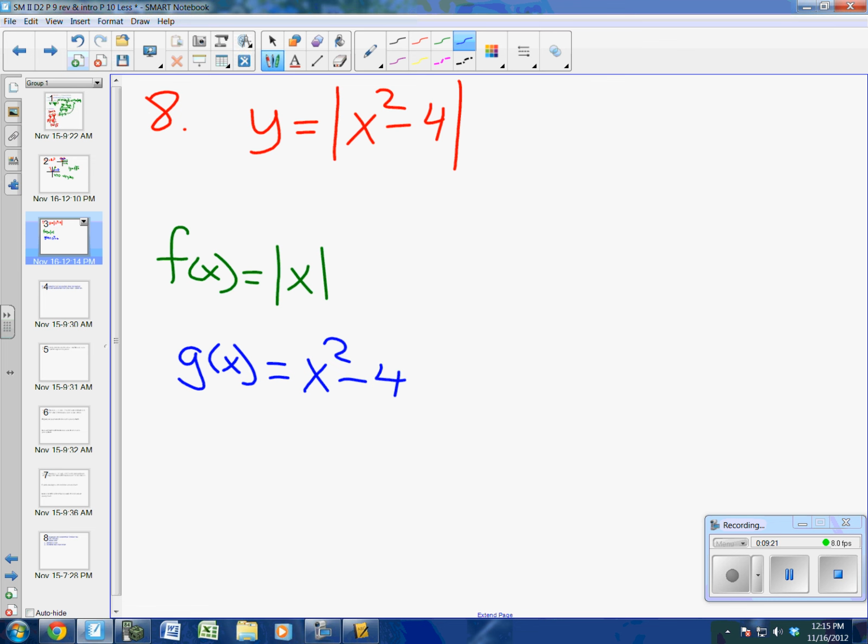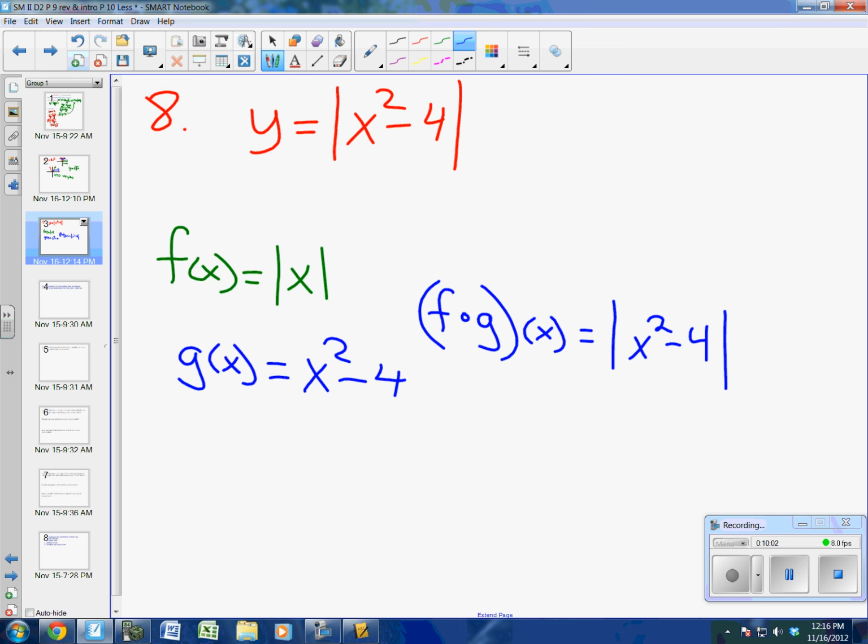What composition would I do in order to get that function up there? Remember, f composed of g or g composed of f. What would I do? f of g of x, yeah. If I did f composed of g of x, that means which function am I going to put in which function? I'm going to put g into f, right? Well, look, here's f. It's got absolute value signs. I'm going to leave a big blank in there. And in place of x, I'm going to put function g, which is x squared minus 4. Do you see that that's the function right there?